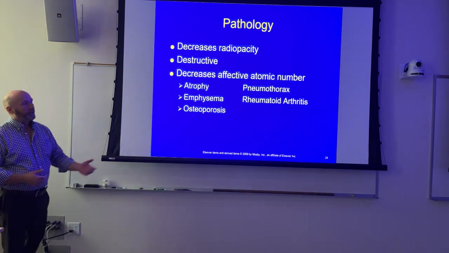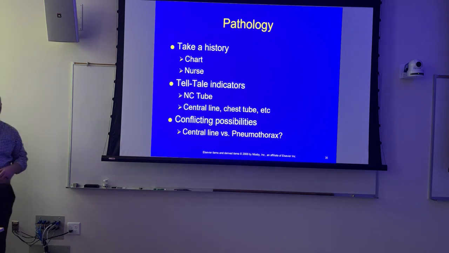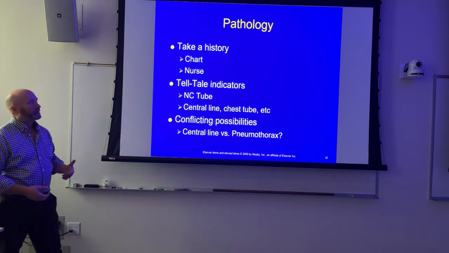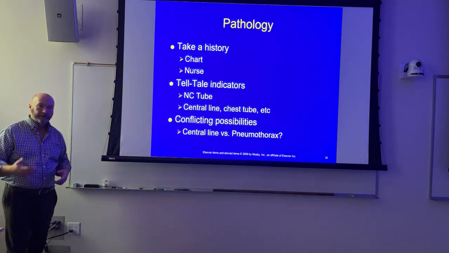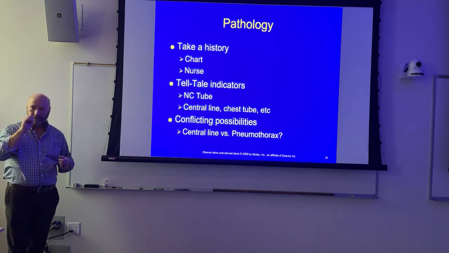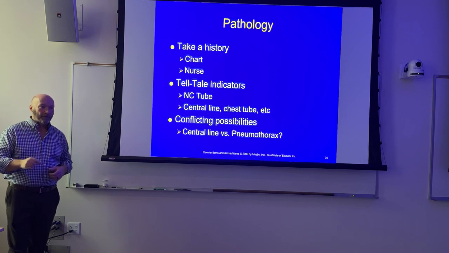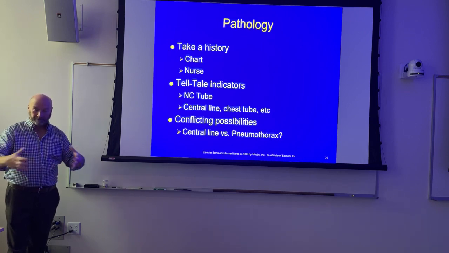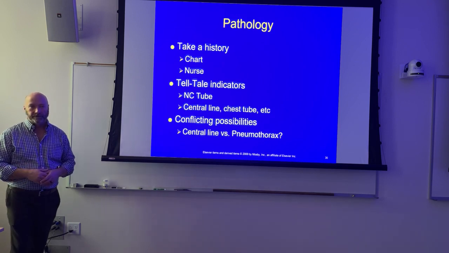Pneumothorax, we already talked about. Rheumatoid arthritis, we already talked about. Both destructive. So how do you know what you're dealing with? Telltale signs, we talked about some of those last week. You walk into a patient's room and they've got an NG tube in and it's hooked up to suction, and they have a distended abdomen. That's a pretty good indication the patient has a bowel obstruction, right?